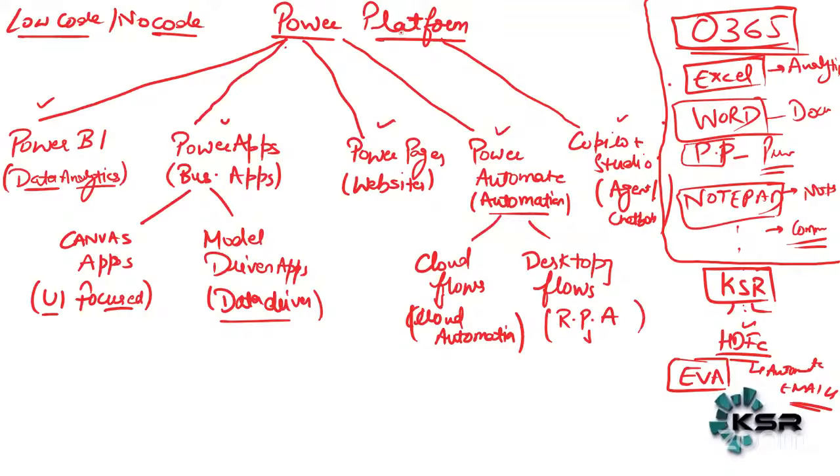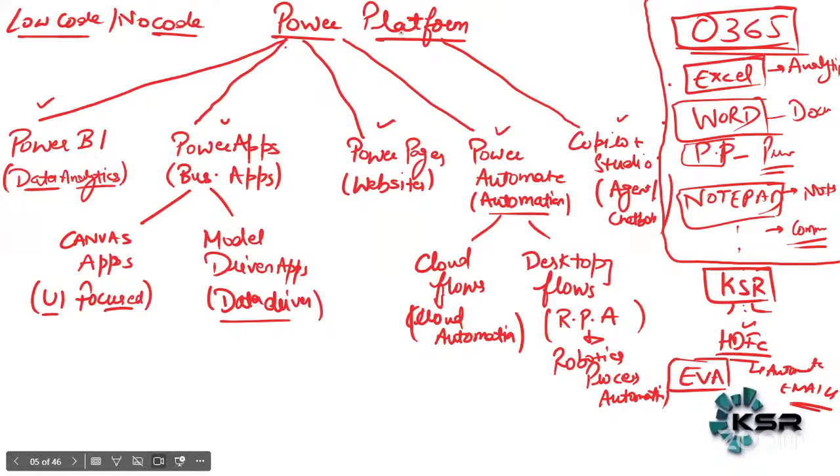RPA stands for Robotic Process Automation. If you have to create this desktop automation, then you will use desktop flows. Why am I telling you all these things? Because RPA is a different job role altogether. If you want to become an expert in Power Automate desktop, then you can compete with these people also.